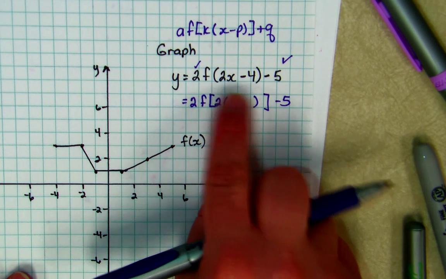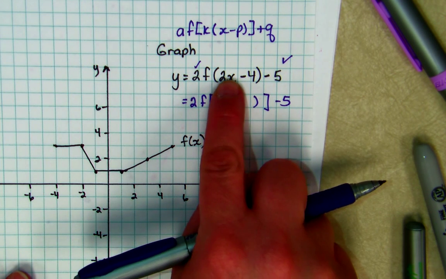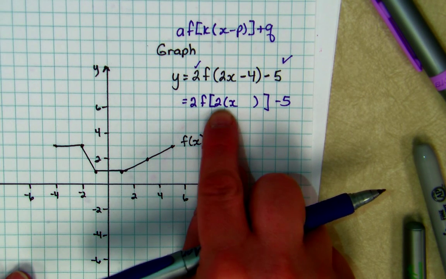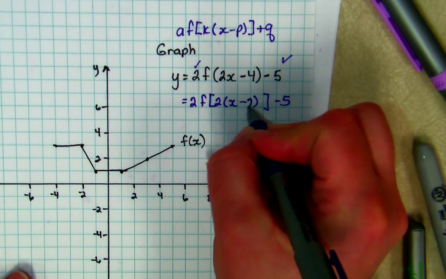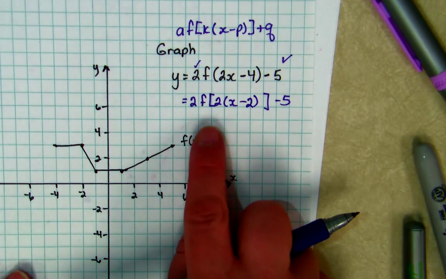So all of this is after f, so I'm going to use square brackets to say I'm doing some work with this. I had 2x, I factor out the 2. I had negative 4, I factor out the 2. So the only one that it really changes is our p-value, but it always has to look like this.